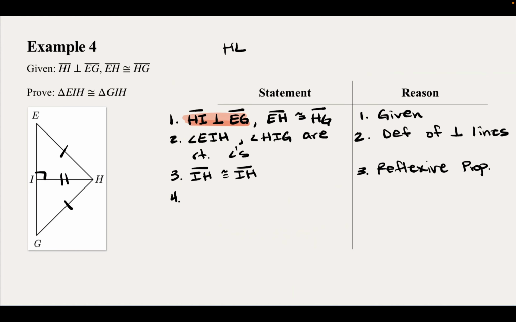So I've proven hypotenuses are congruent. I've proven the legs are congruent. I know that these are right triangles because I've stated that there are right angles. And that means I can just jump straight into my conclusion. Say triangle EIH is congruent to triangle GIH. And that is by HL.